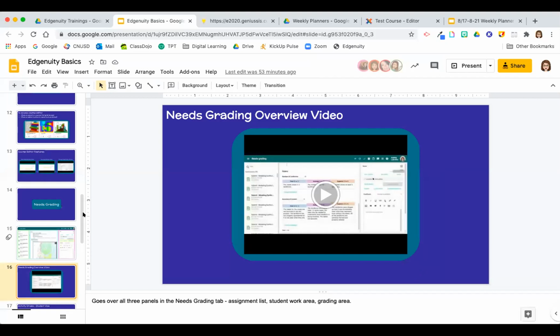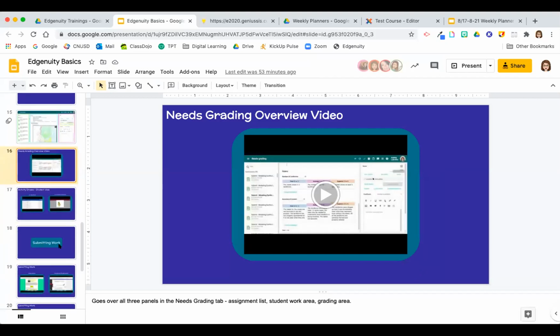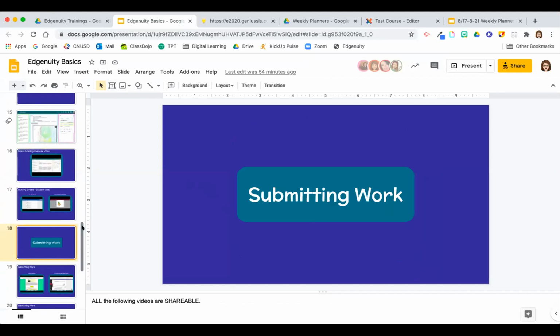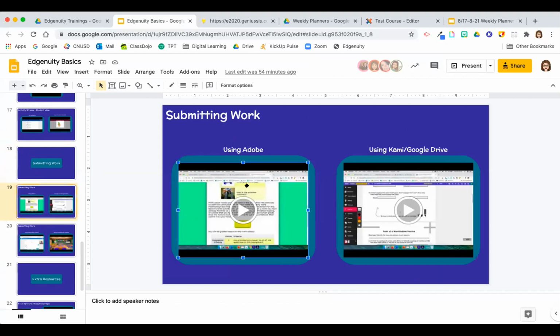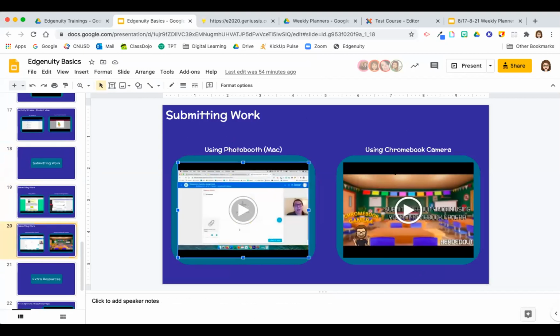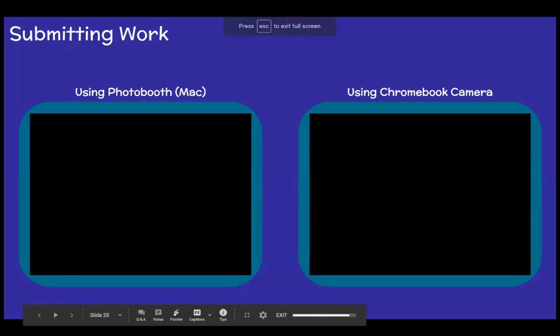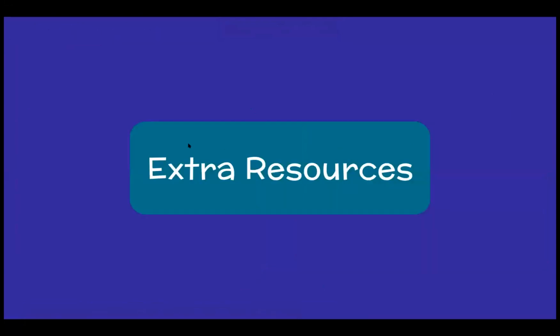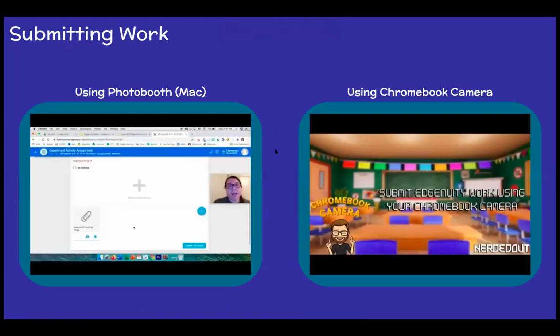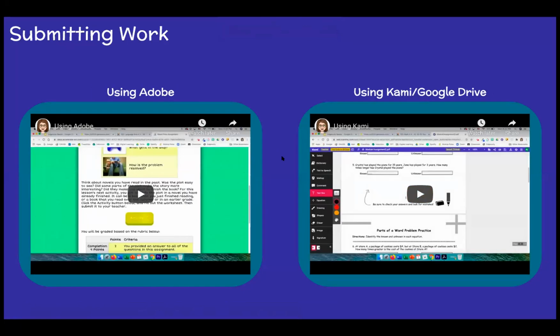So that is actually a great question because that is really the end of our presentation. I do want to just remind you, I'm not even going to present this, that on the submitting work tile, you've got a using Adobe, a using Cami and Google Drive, using a photo booth to take a picture, and using a Chromebook camera to take a picture. So these are student and parent facing videos that, if I was in present mode, there's a share button on them or a copy link button. You'll notice here that you can actually grab the link for this video and you can share it with your parents. So all 4 of those videos are shareable.